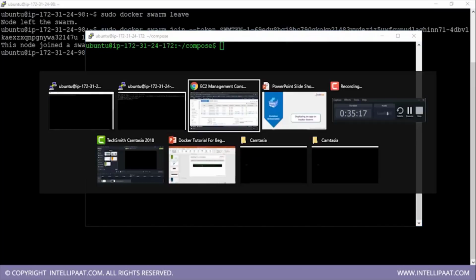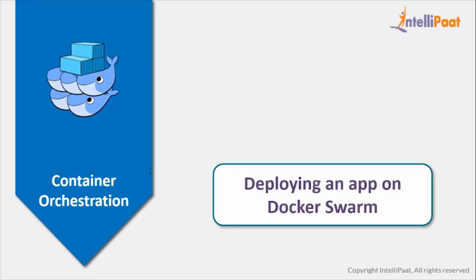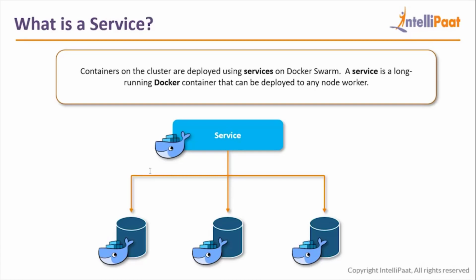Awesome. Now I want to deploy an app on Docker Swarm, but before that we'll have to understand how an application actually works on Docker Swarm. An application works something like this. You create services on Docker Swarm, and that service will create containers for you for the particular image that you have specified. So let's go ahead and create a service.